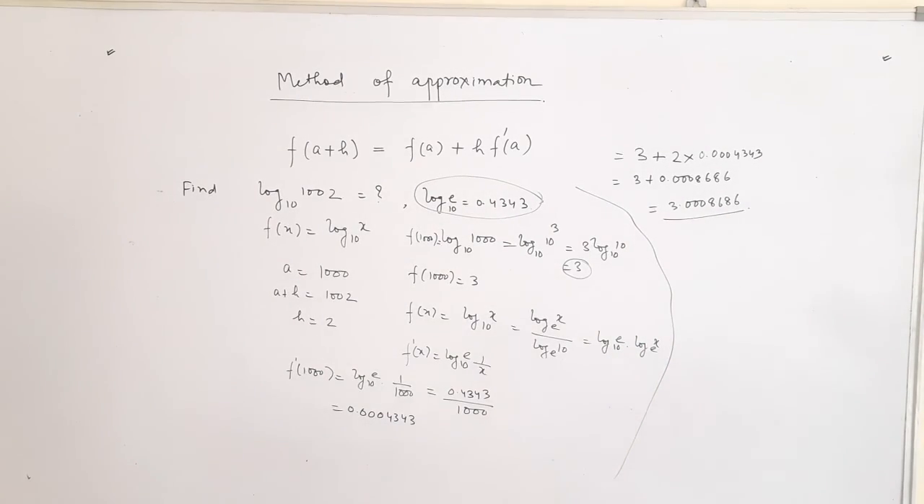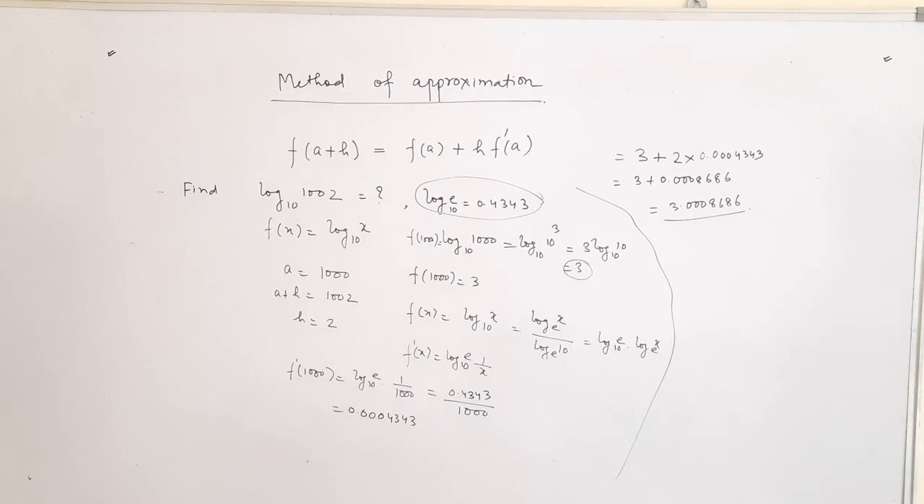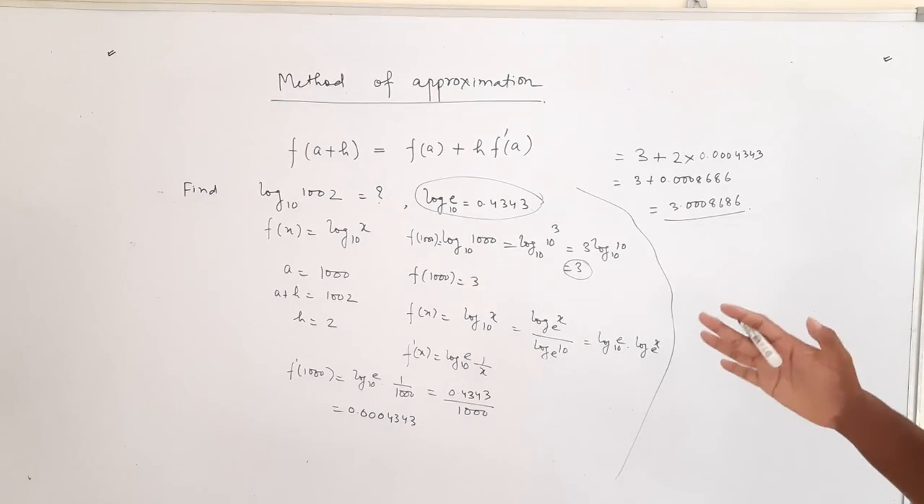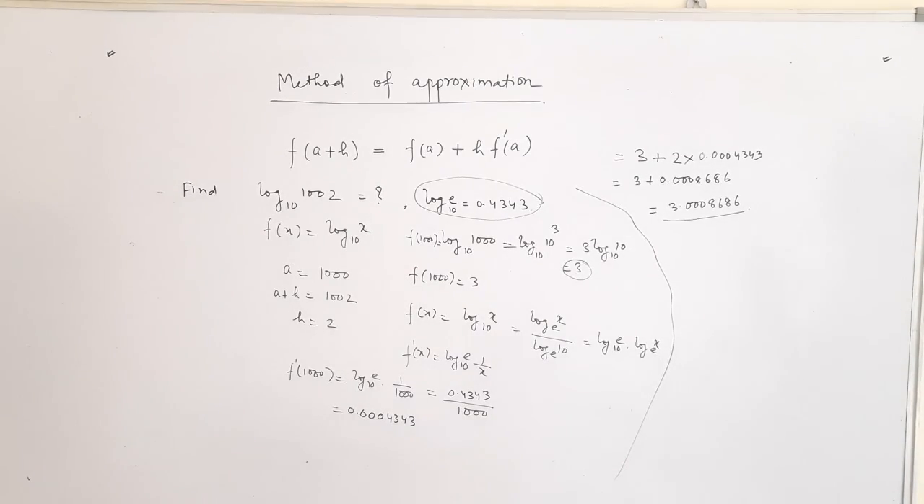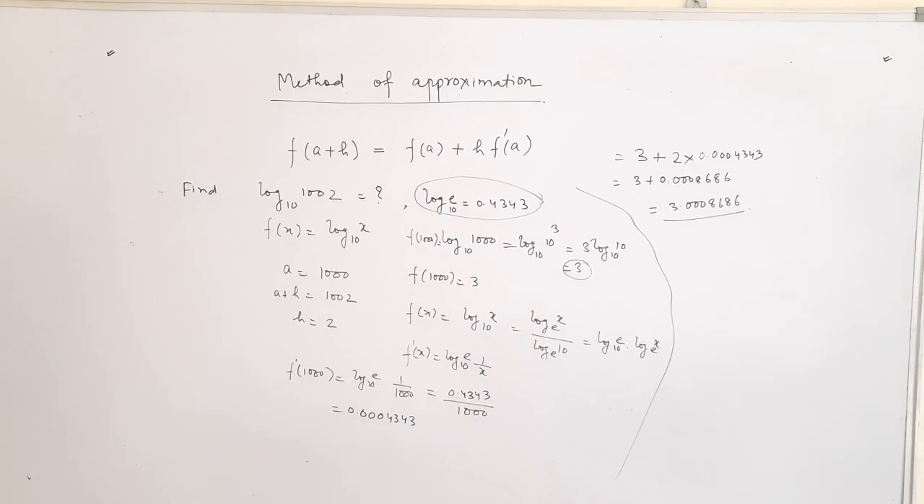And this is how the method of approximation works. It can be used in trigonometry, it can be used in any function. Wherever you have to find an approximated value very close to a known value, you can use this method of approximation.